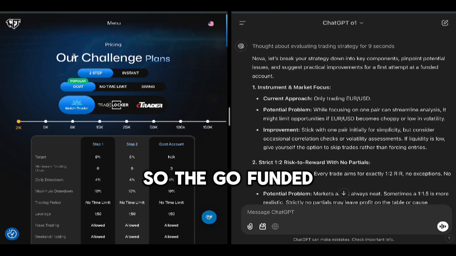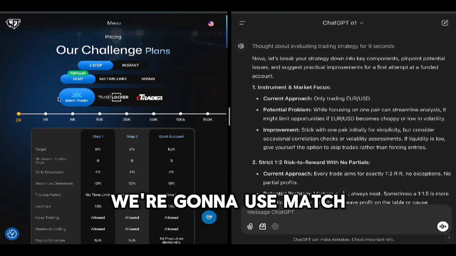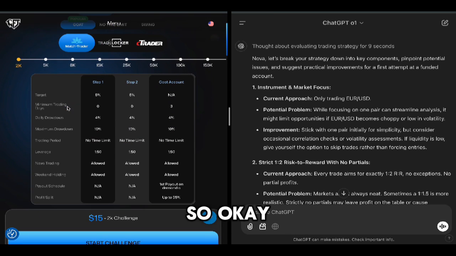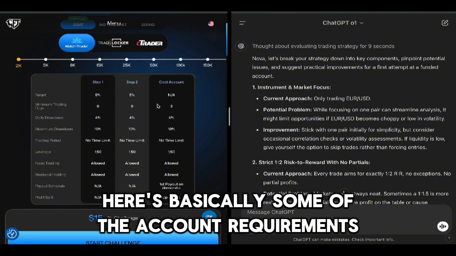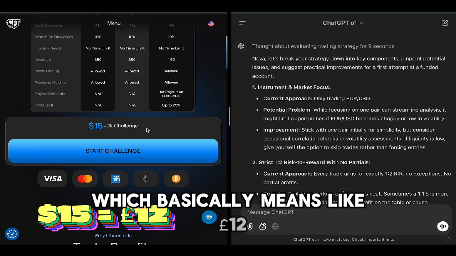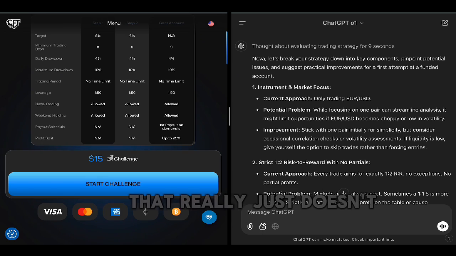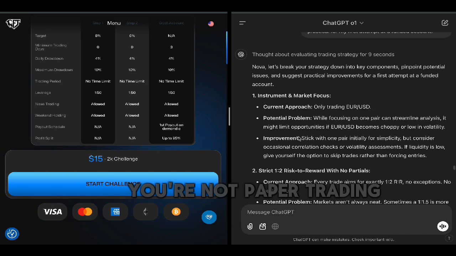So the GOAT funded account here is going to be a 2K one. We're going to use Match Trader, and it's going to be a GOAT one. Here are some of the account requirements, and as you can see, it's only $15 for the 2K account, which basically means it's like £12. That's why I'm choosing an account like this, because it's such a low amount of money that it just doesn't matter. However, you're not paper trading.